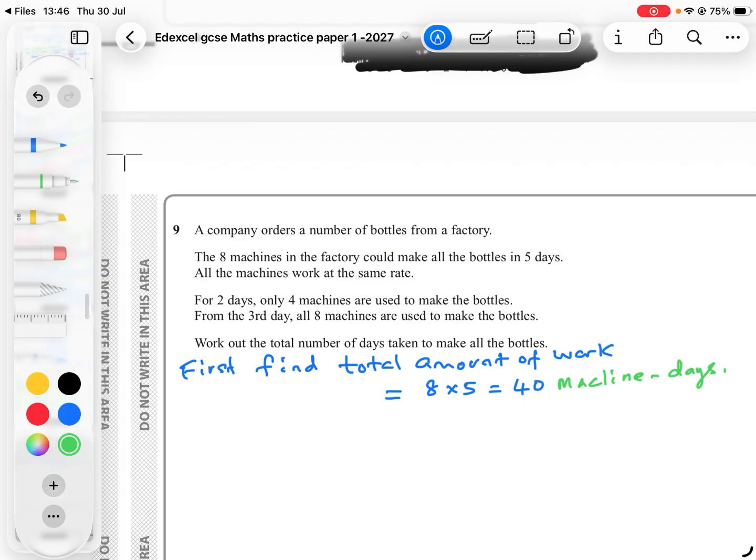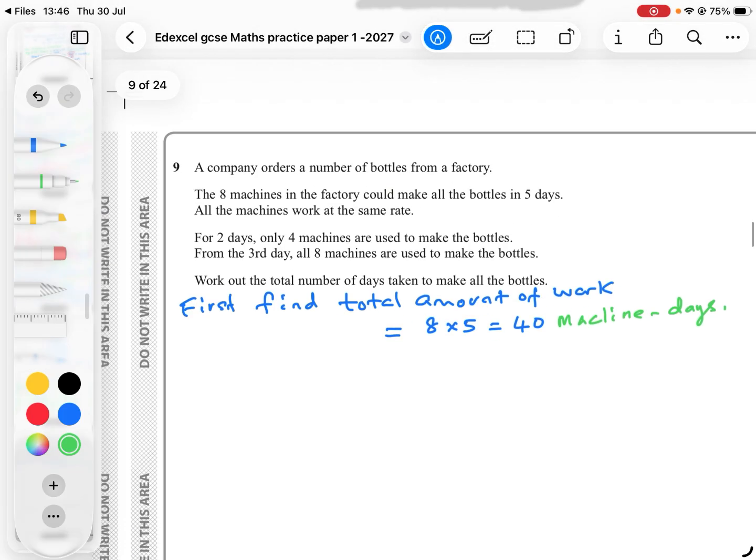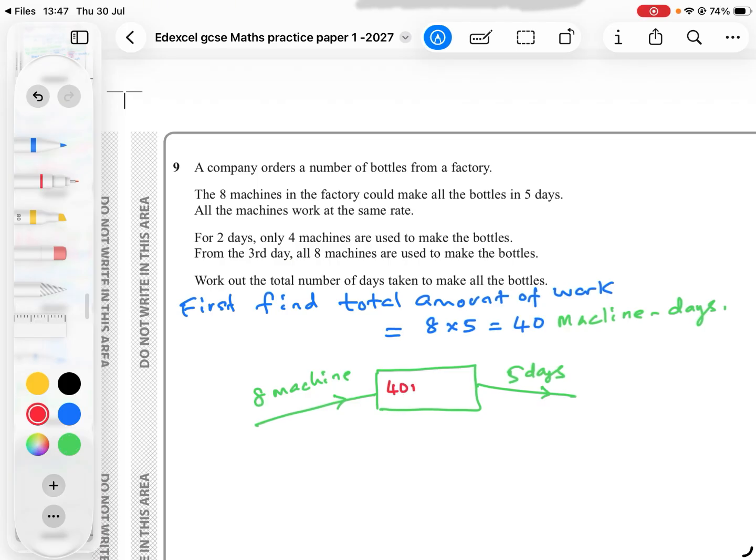So total amount of work, 40 machine days. So what does that mean? This is your total amount of work. You have 8 machines, finish in 5 days. So that means 8 times 5, 40 machine days. This is total amount of work.